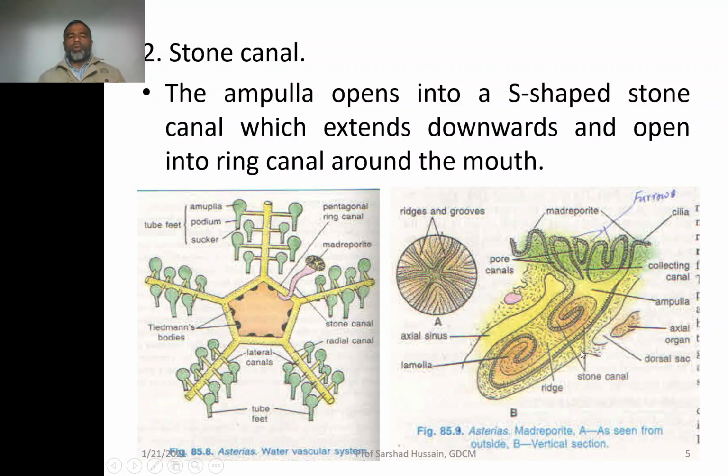It extends downwards and opens into the ring canal. So this is the stone canal you can see, labeled over here. The stone canal is coming down and entering into the ring canal. The ring canal is present around the mouth. So on the other side, you can see the madreporite is present on the aboral surface, whereas the ring canal is present on the oral surface around the mouth.